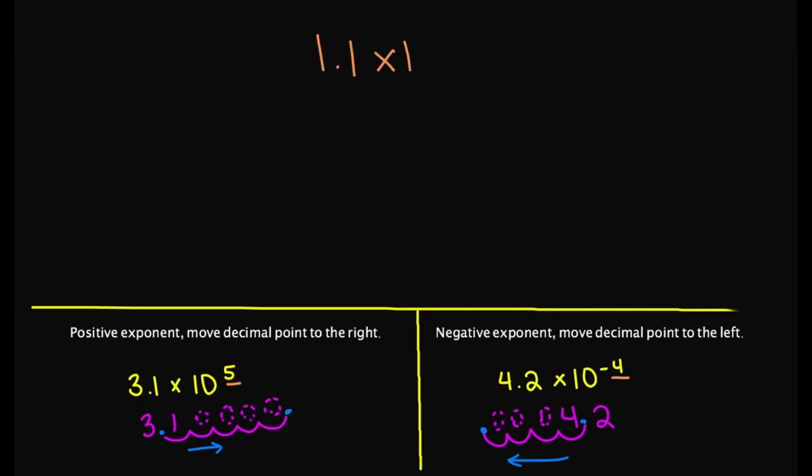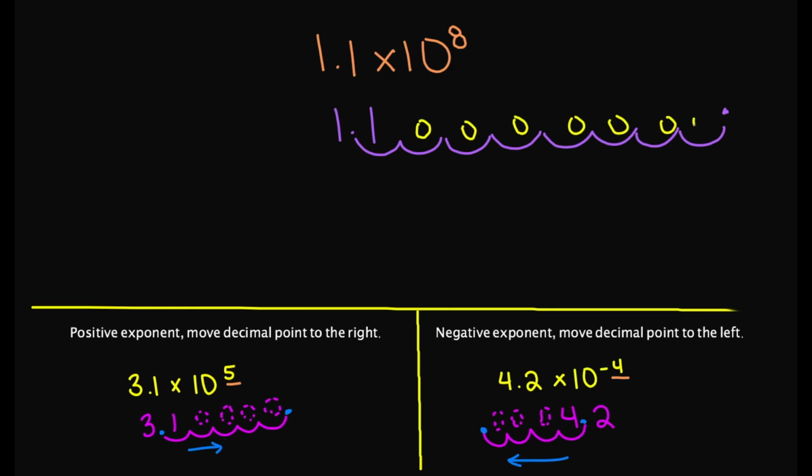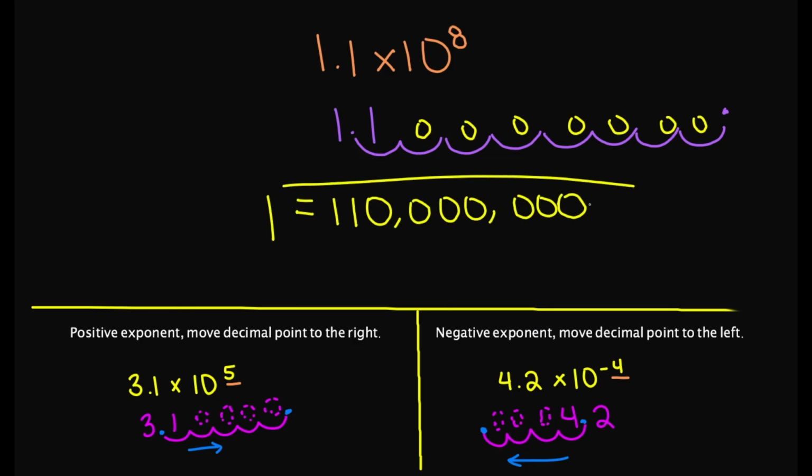1.1 times 10 to the 8th power. Because I have a positive exponent, we are going to move our decimal 8 places to the right. So we have 1, 2, 3, 4, 5, 6, 7, 8. New decimal is going to be here. And I'm going to fill in these spaces here with the zeros. So your final answer here is going to be 110 million.